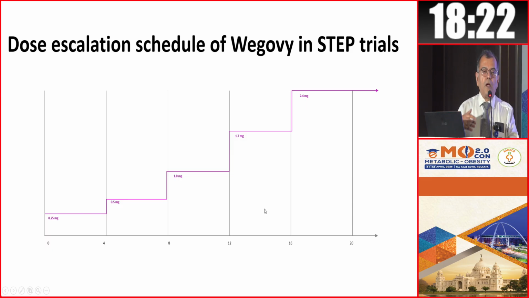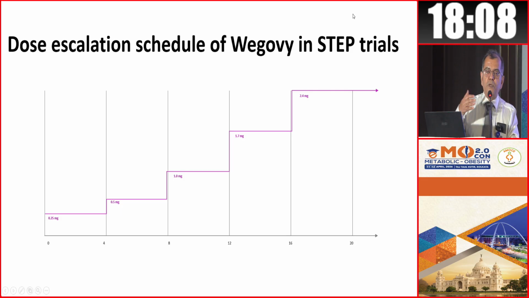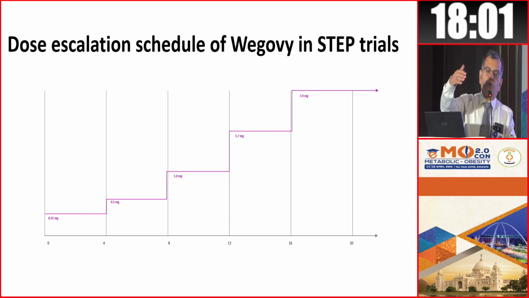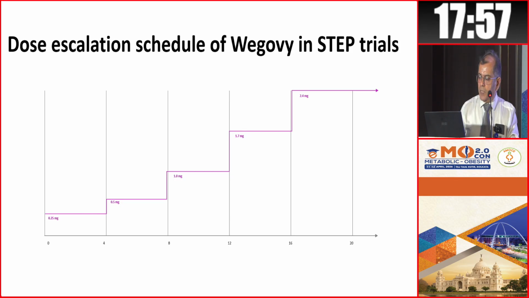So you start at a dose of 0.25 milligram, give it for 4 weeks, then increase it to a dose of 0.5, then even up to a dose of 1 milligram, then 1.7 milligram once every 4 weeks, till you attain a final dose of 2.4 milligrams, or as we say, the maximum tolerated dose. So it's not necessary that each and every patient has to go to a dose of 2.4 milligram. You go to the maximum tolerated dose which the patient can tolerate.